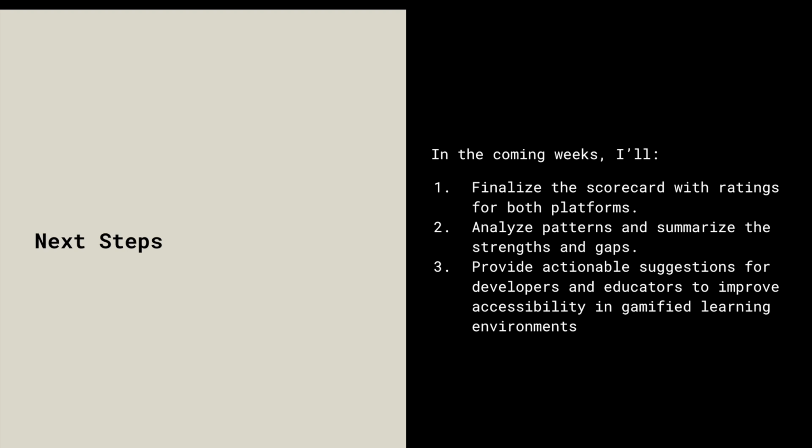Originally, I expected to complete testing within a week, but I found that accessibility evaluation requires repeated testing in different conditions. I also initially planned only a literature review but realized hands on testing is crucial to evaluate accessibility claims. Another change is that I am now focusing more on practical recommendations for improving accessibility rather than just identifying gaps.